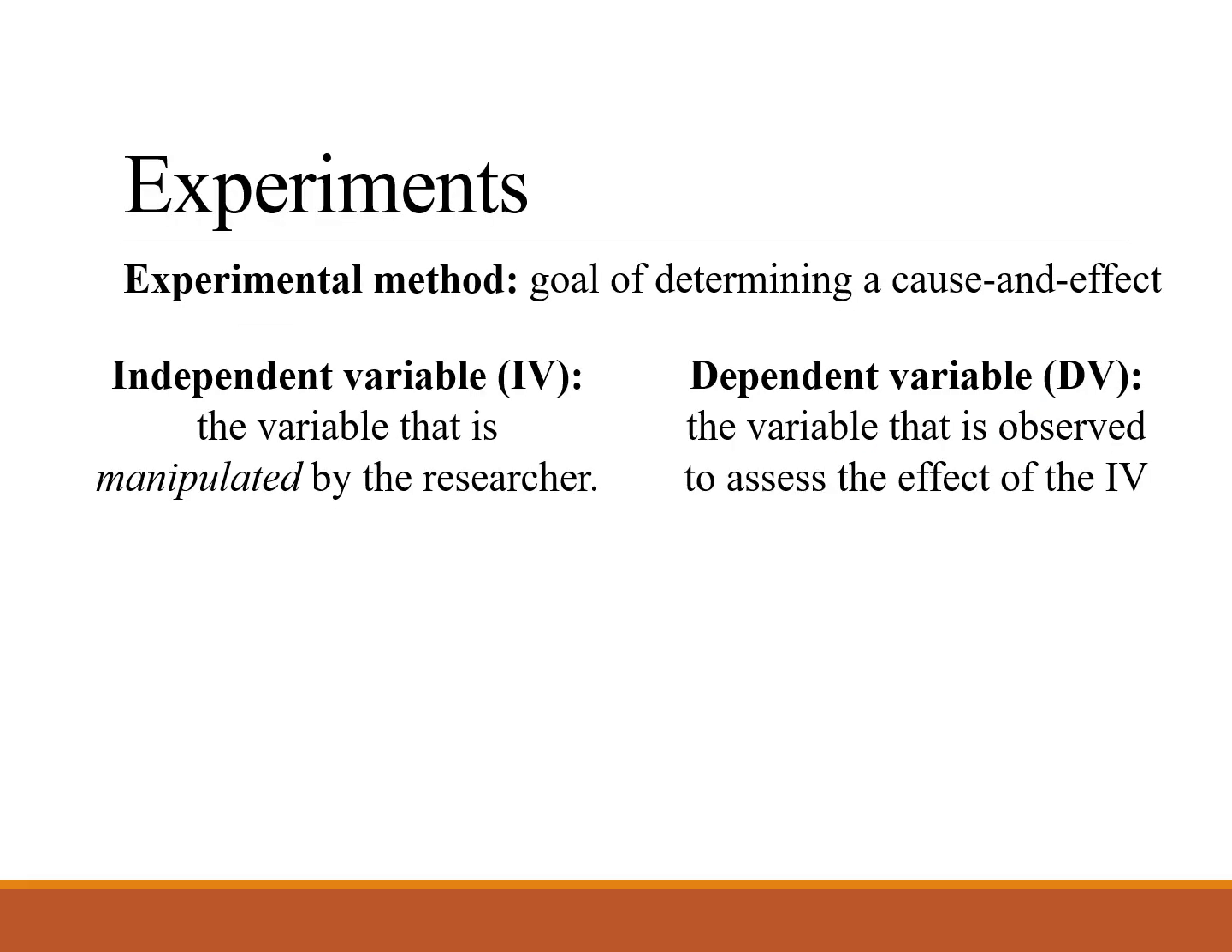Instead, to be able to determine cause and effect, we need to run an experiment. In an experiment, there are 2 types of variables: independent or dependent. The independent variable is a variable manipulated by the researcher. It is something we add or remove from the study. The dependent variable is a variable observed in order to assess the effect of the independent variable.